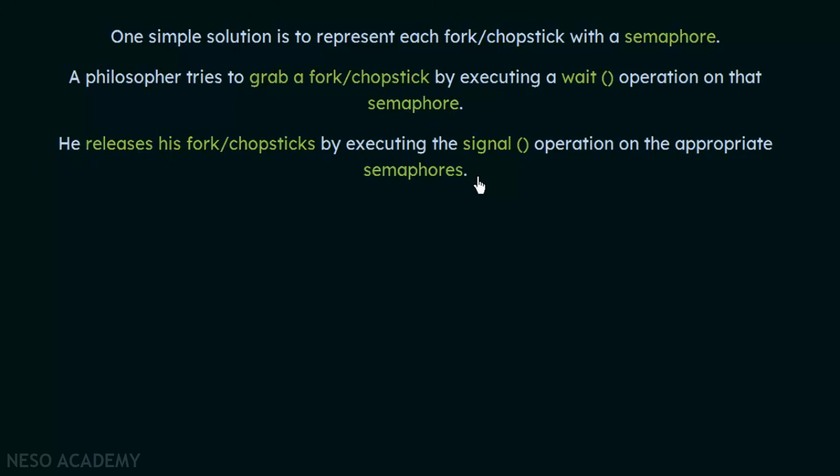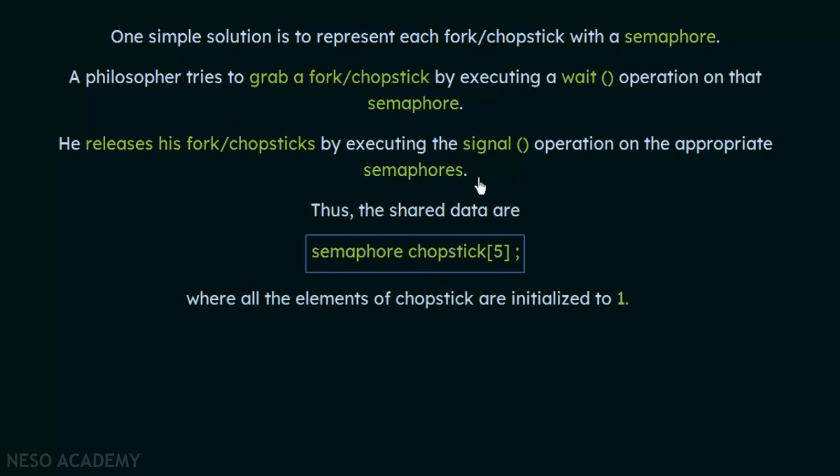After the philosopher has finished eating, he will have to put back the chopsticks or the forks at their places. At that time, how will he do that? He will do so by executing the signal operation on the chopstick or the fork, because we are assuming that they are semaphores. When a signal operation is executed, what happens? We have already studied that in semaphores, signal operation means we are releasing it. So a philosopher will be releasing his fork or chopstick by executing the signal operation.